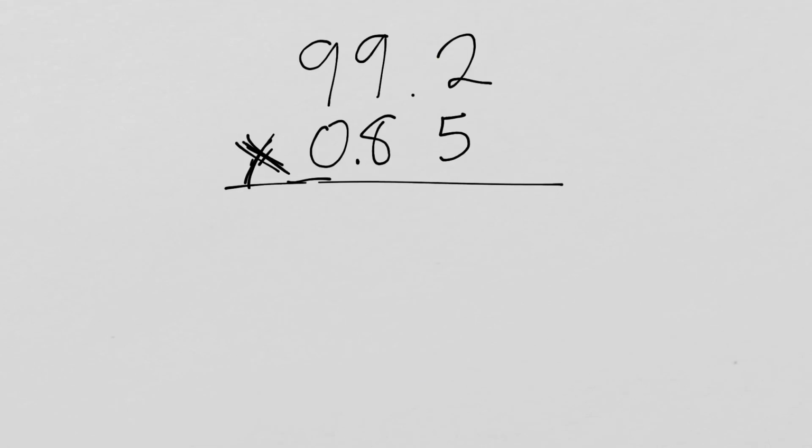Okay, let's do one more. 99.2 times 0.85. Again, I've not lined up the decimal point, I've lined up digits. I'm going to treat it like 992 times 85. Okay, so we'll go ahead and do 5 times 2 is 10. 5 times 9 is 45, plus 1 is 46. And 5 times 9 is 45, plus 4 is 49. Okay, I'm starting with the 8 now, so I'll put a 0 there.